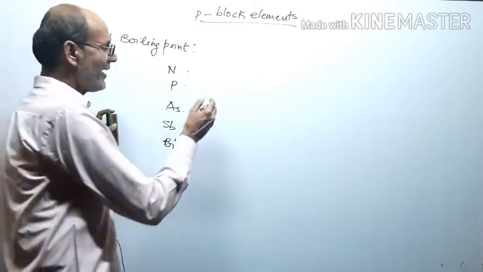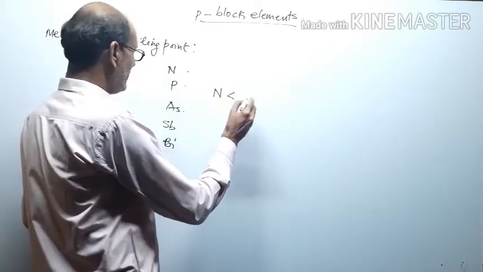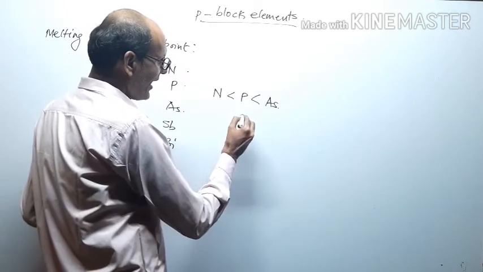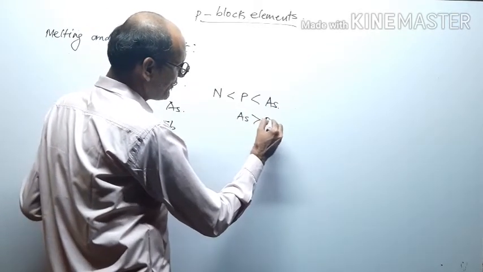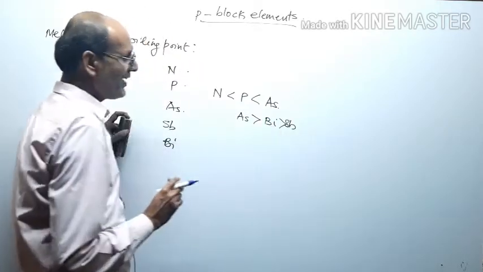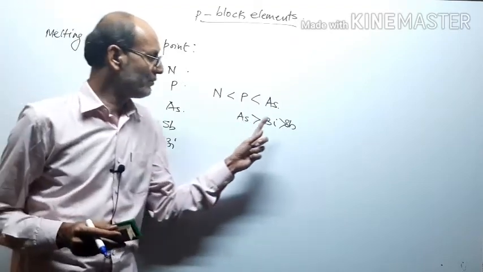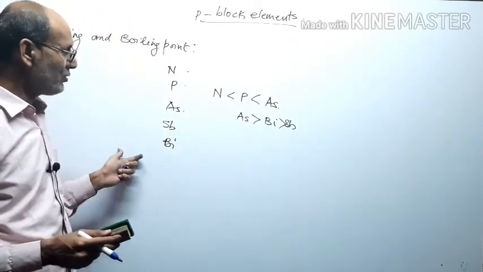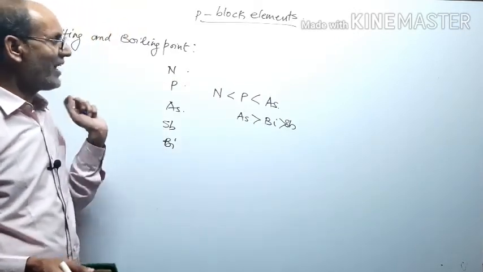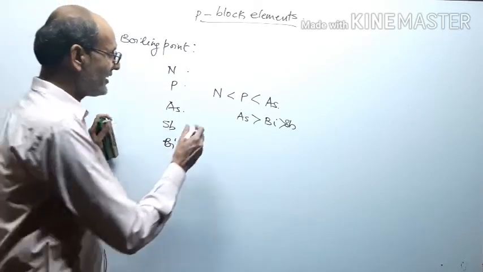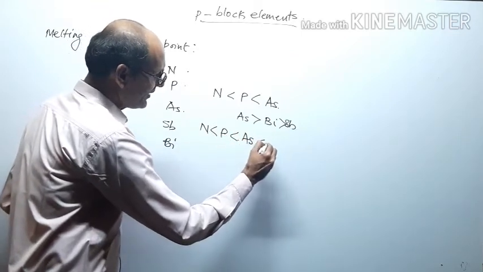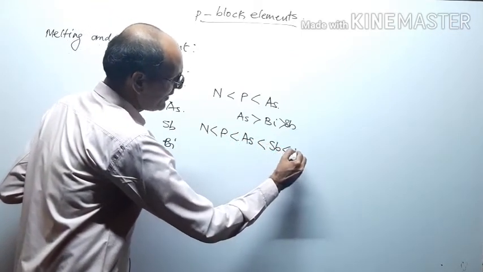So if we write the melting points, nitrogen is less than phosphorus is less than arsenic. This is the correct order, but arsenic is greater than bismuth is greater than antimony. The inert pair effect is larger in bismuth in comparison to antimony, so bismuth has a comparatively greater melting point than antimony. The boiling points order will be regular: nitrogen is less than phosphorus is less than arsenic is less than antimony is less than bismuth.